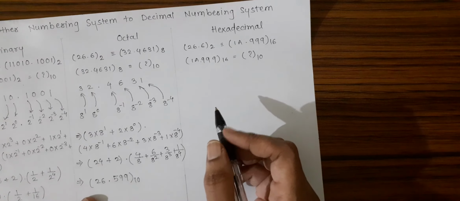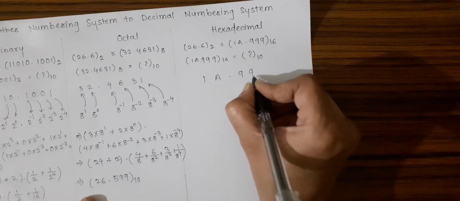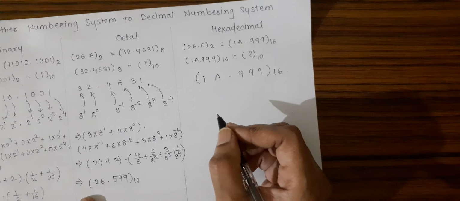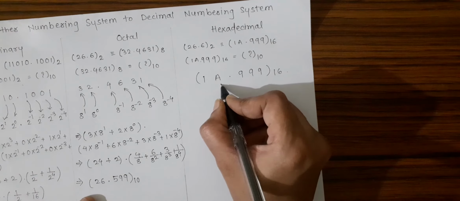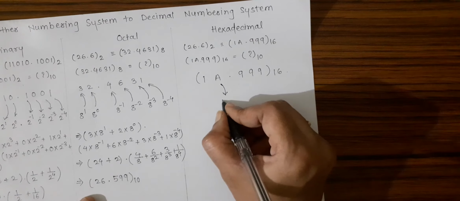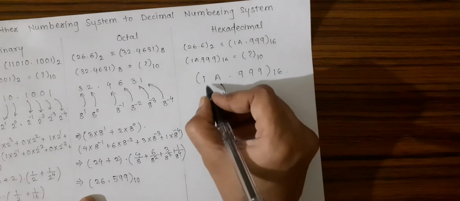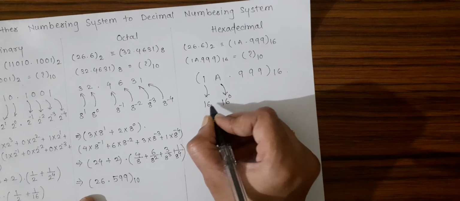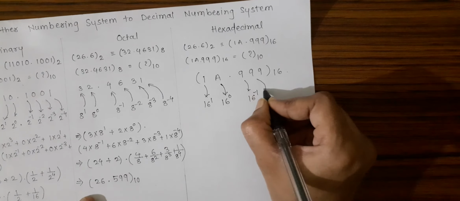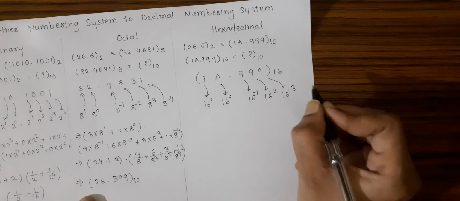Then coming to the hexadecimal, 1A.999, this is the given hexadecimal which is to be converted into decimal. Then A is at the position which has weightage 16 raised to 0. This has weightage 16 raised to 1. This has 16 raised to minus 1, 16 raised to minus 2, 16 raised to minus 3.